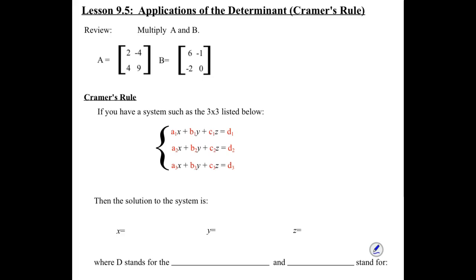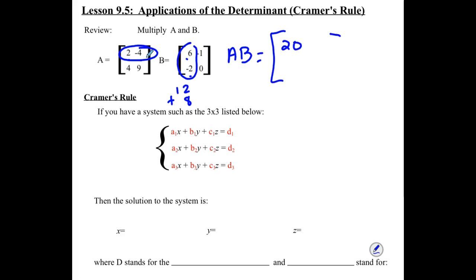We are multiplying these two together. We are taking a row times a column. So we take 2 times 6, that's 12. We take negative 4 times negative 2, that's 8. We add them together. So my first number should be a 20.